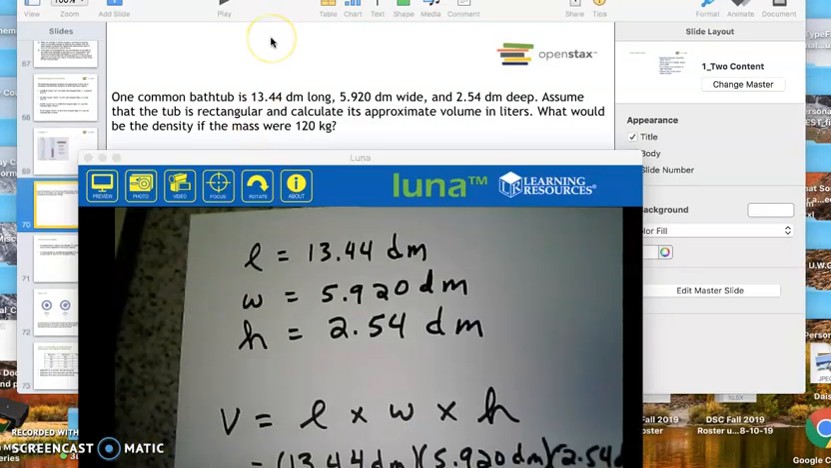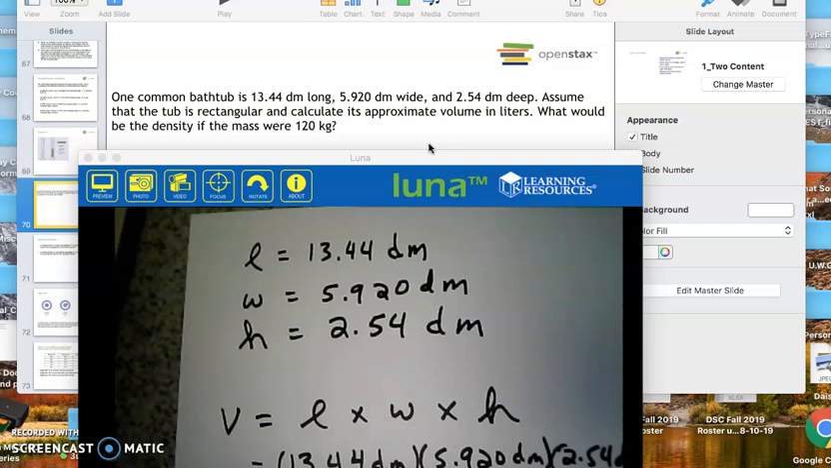Okay, so what if we have an object that we're going to assume is in the shape of a rectangle, or like a rectangular prism. So in that case, instead of using volume displacement to determine the volume of the object, we can simply calculate it using the volume of a rectangular prism. So, for example, here we have a question. It says a common bathtub. It gives us the dimensions in decimeters, the length, the width, and the height of the tub, assuming that it's rectangular. Calculate the volume in liters.